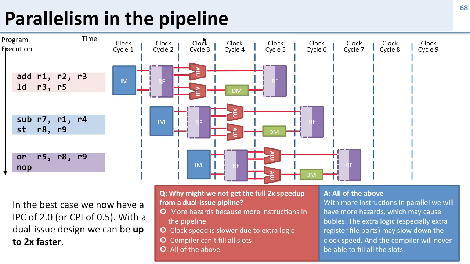Well, the answer here is all of the above. So as you see, we have a lot more instructions in parallel now. We can have more data hazards. Look at all of the registers that we're reading and writing. We now have almost twice as many, so we're going to have more hazards. We also have extra logic. So this register file now has to be able to read and write more ports. That means it's going to run slower, so it might slow down our clock speed. And as we've seen here, the compiler can't necessarily fill all of the slots. So even though we could have done 6 instructions here, we only did 5 because the compiler couldn't find another load store to put in here.